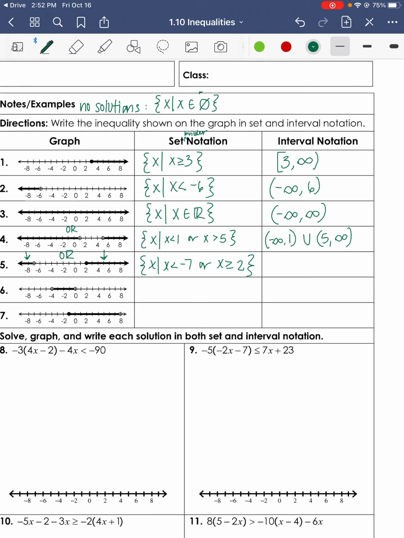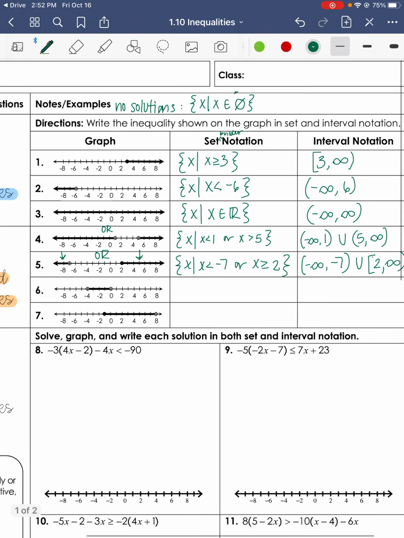And then in interval notation, writing the interval for the smaller set, we'll do parentheses negative infinity, all the way up to -7, union 2, oops, this should be a bracket here because we are including 2, and then to infinity.